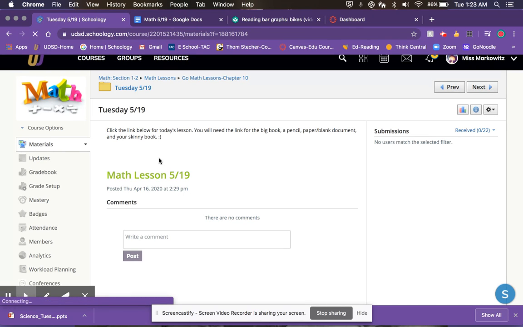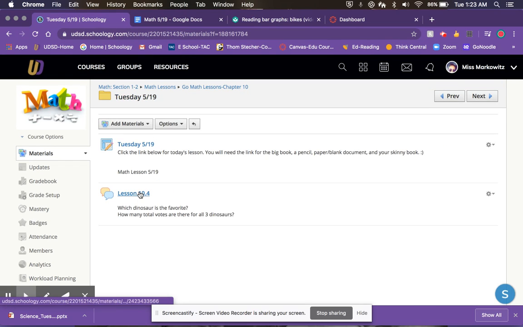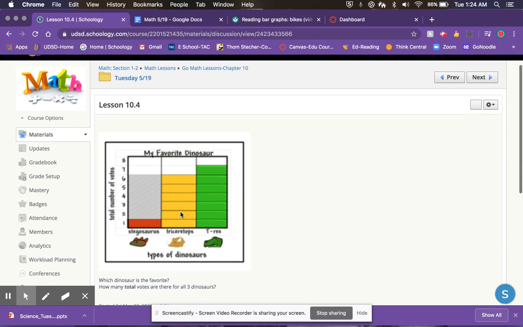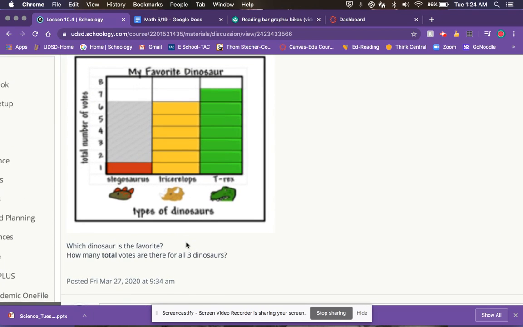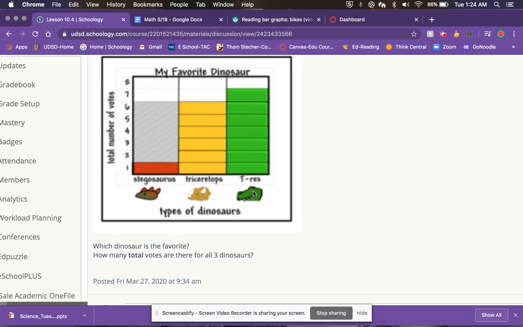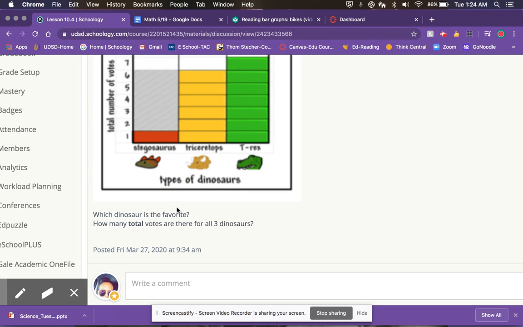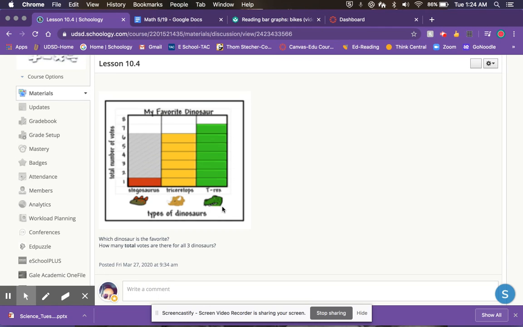And we do, let's see here, probably a bar graph. Looks like something with dinosaurs, yep. Total number of votes, don't worry, it's a little bit blurry. My favorite dinosaur, we have Stegosaurus, Triceratops, and T-Rex. Which dinosaur is the favorite? We have 2 questions. How many total votes are there for all 3 dinosaurs? So A, which dinosaur is the favorite? B, how many total votes are there for all 3?